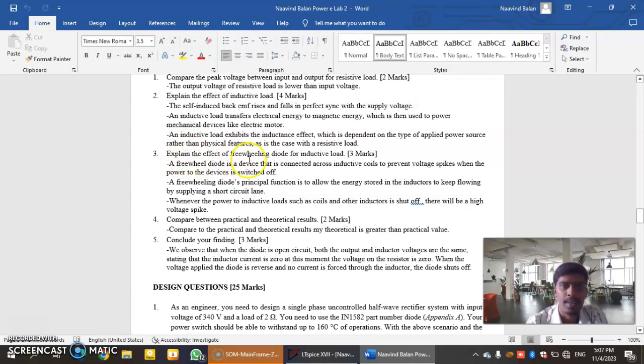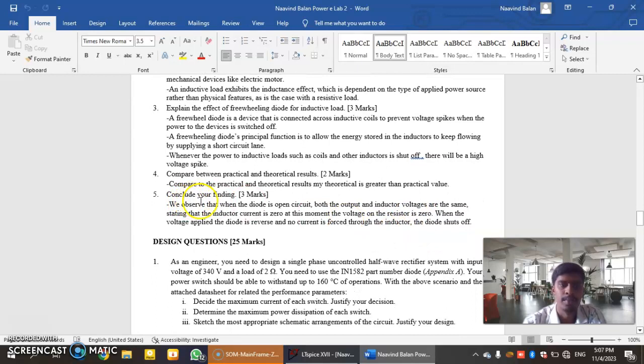Explain the effect of the freewheeling diode on the inductive load. A freewheeling diode's principal function is to allow the energy stored in the inductor to keep flowing by supplying a short circuit path. And then compare the practical and theoretical results: the theoretical value is greater than the practical value.